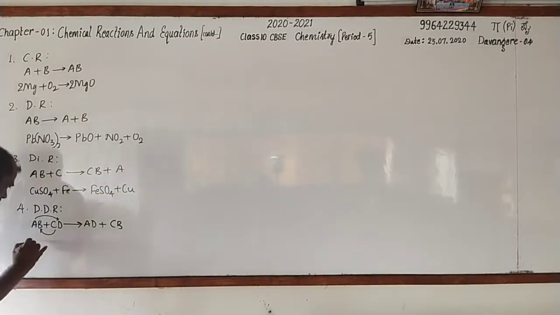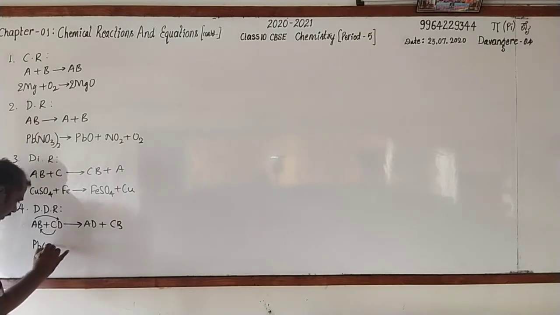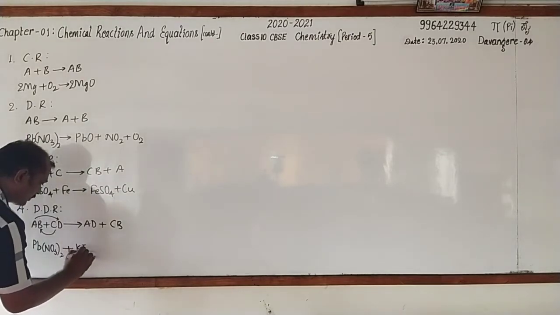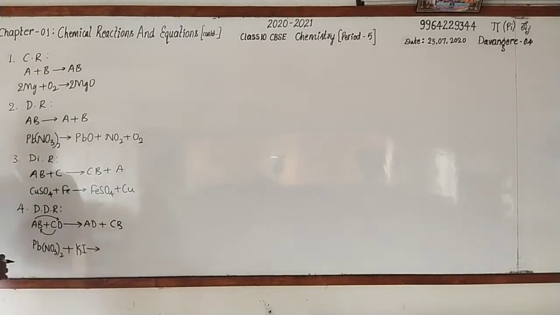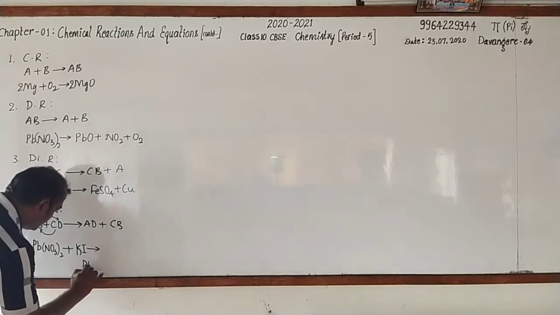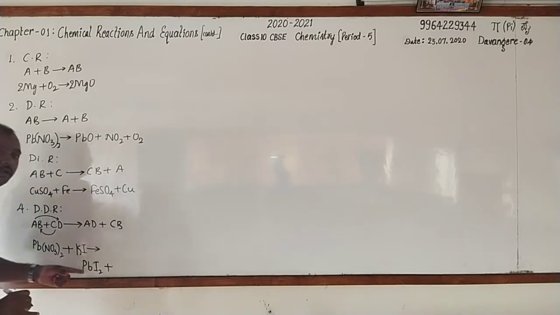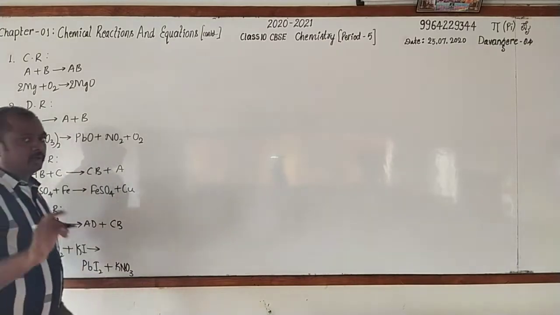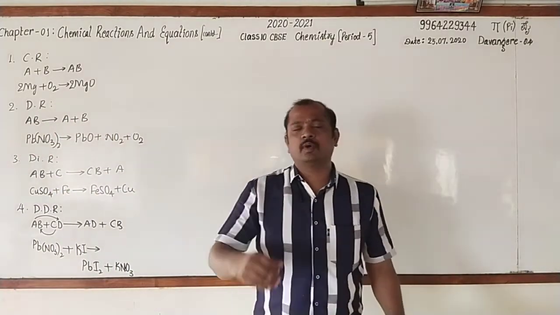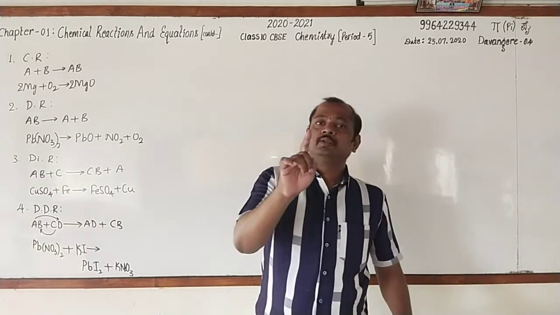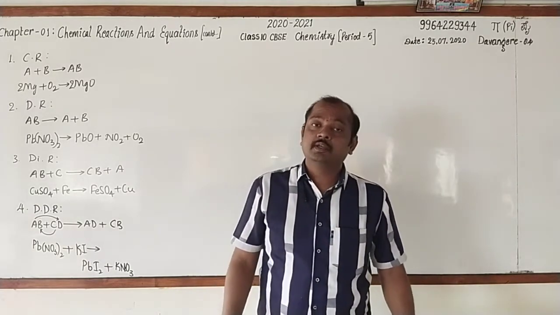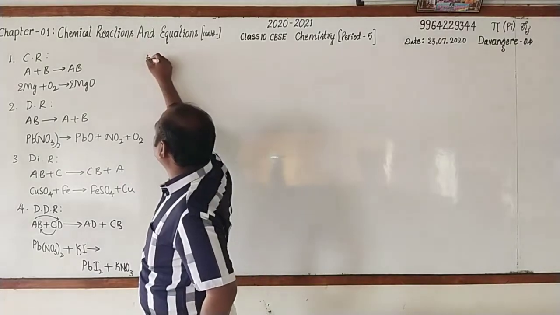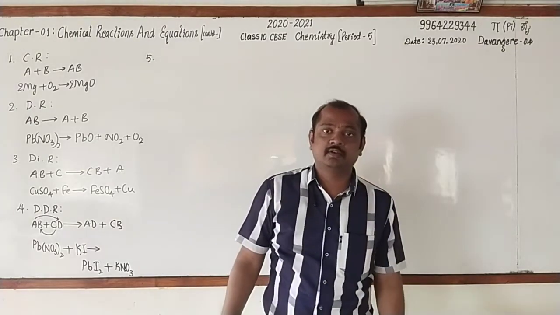Again, you take Pb(NO3)2. Aqueous solution of lead nitrate reacts with aqueous solution of potassium iodide to form PbI2, a yellow color precipitate, plus KNO3. Got it? Dear students, I have told you so many times, whatever chemical equation is written, you have to write that as a balanced one. Remember that one.